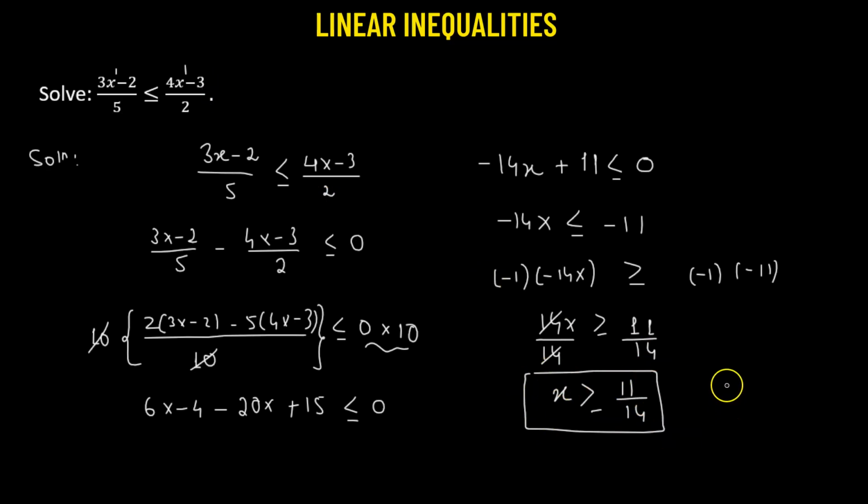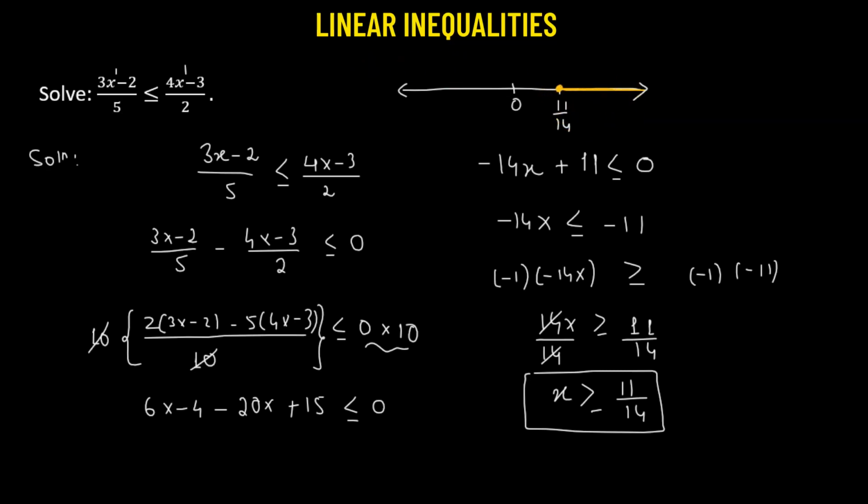And if we want to show the graphical way, we'll consider a real number line. On the real number line, we have the points 0 and 11/14. Here our values of x will be greater than or equal to 11/14. So our solution will lie to the right of 11/14, that means all the values greater than 11/14. And here 11/14 is also included, so we'll use a dot here. So this is the graphical way.